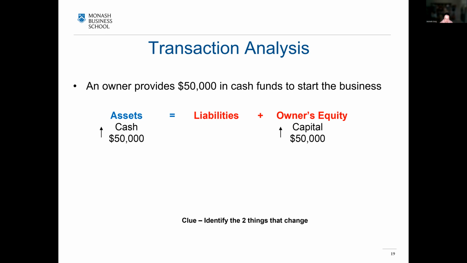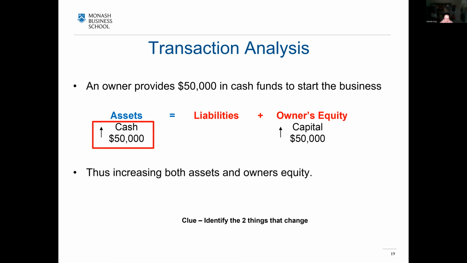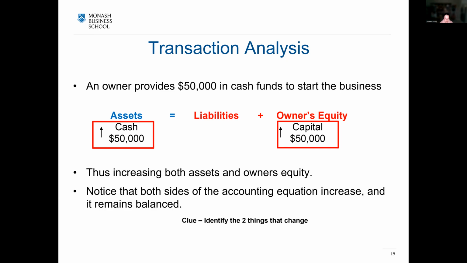Now we have identified the two accounts, and we also know whether each account increases or decreases. The next question, which is also the third question, is: does your accounting equation remain balanced? Let's have a look. On the left-hand side of the accounting equation, it increased by 50,000. When you check the right-hand side, it also increases by 50,000, by the same amount. So overall, the accounting equation remains balanced.